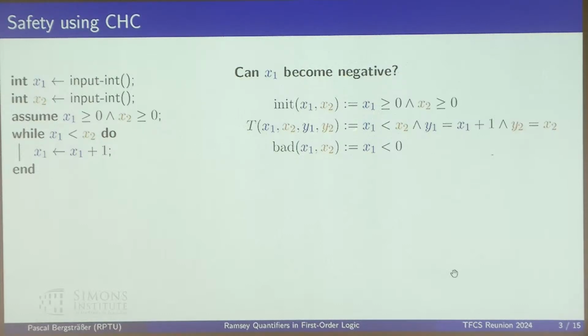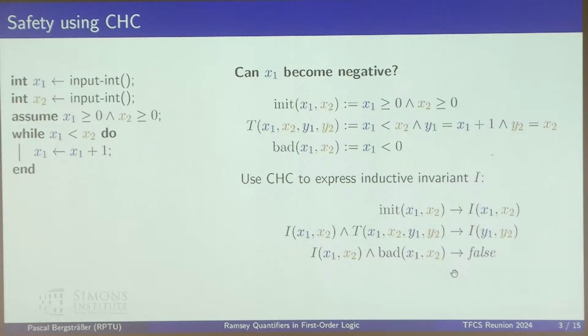So we have to define some constraints to do this. We have an initial constraint, where x1 and x2 are greater or equal to 0. We have a transition relation, where y1 and y2 are the new values of x1, x2 after one step. In this case, the new value of x1 should be larger by 1, and x2 doesn't change. And then the bad states: we don't want to go negative in x1, so we say x1 smaller than 0.